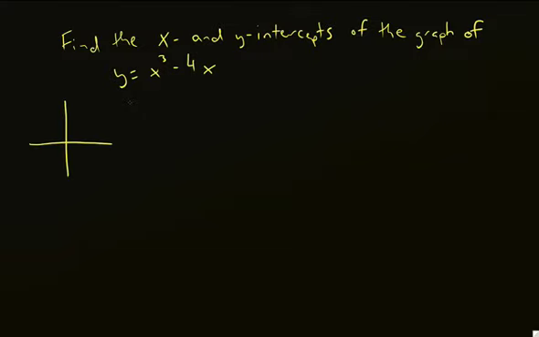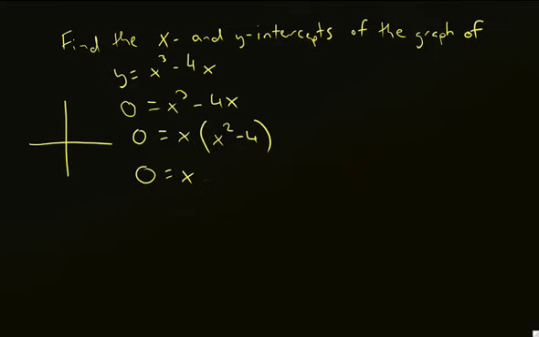So let's set y equal to 0. We'll get 0 equals x cubed minus 4x. Then we can factor out an x from both. So we have x times x squared minus 4. And then you can factor the x squared minus 4, so you'll get x plus 2 and x minus 2.